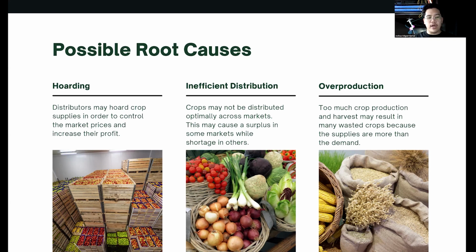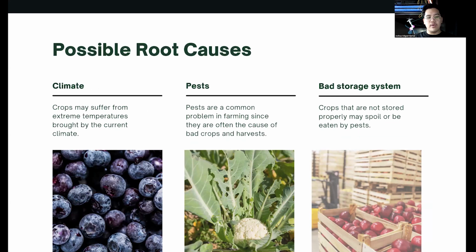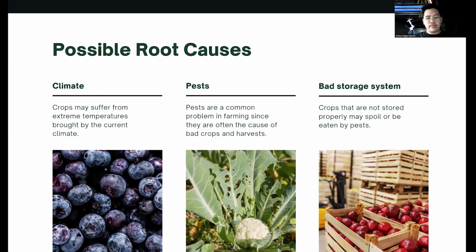The third is overproduction, which happens in the farms. When there is an overproduction of specific crops, many of those crops will end up wasted and unconsumed because there is no more demand for them. Then, we have the fourth possible root cause, which is climate. Extreme temperatures caused by the climate can cause certain crops to go bad and be unconsumable. This is often connected to an inefficient storage system where the crops are not properly stored to combat the extreme temperatures. And the fifth possible root cause are pests.